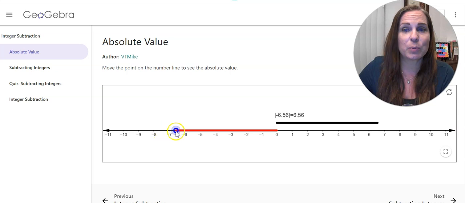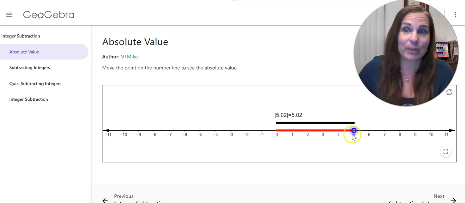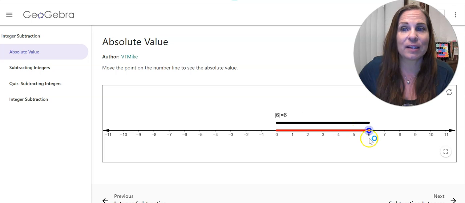So if I move this blue point to, let's say, -5, that's 5 away from 0. If I make it +5, that's also, well, as close to 5 as I can get it, right? That's also 5.02 away from 0, right? So the distance from 0, let's see. Okay, I can get it right on 6. This is +6, and it's 6 units from 0. Well, so is -6. That is also 6 units from 0. So they have the same distance to 0, which means they have the same absolute value.